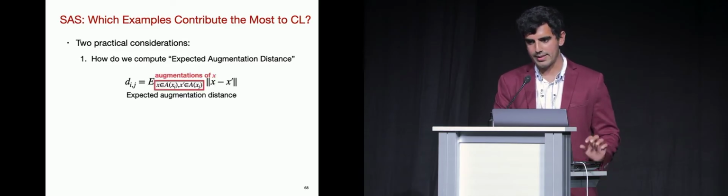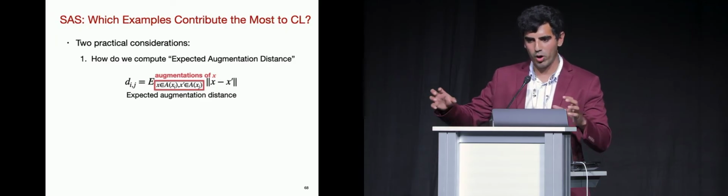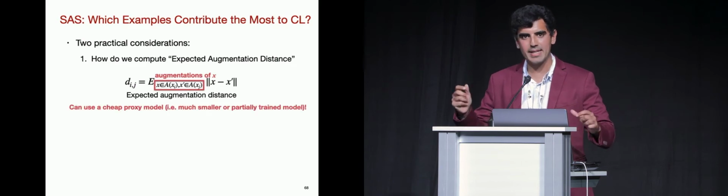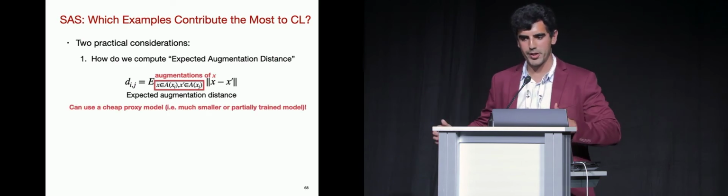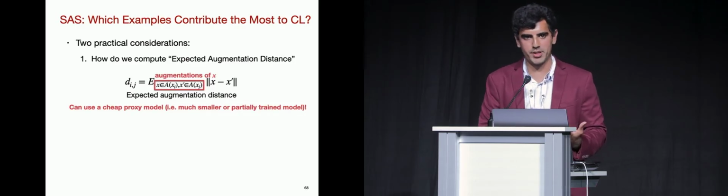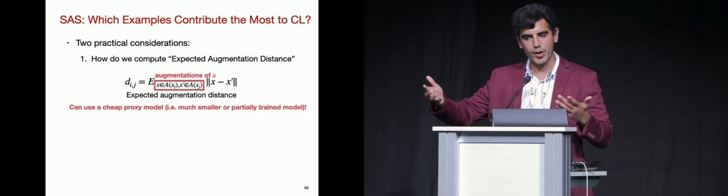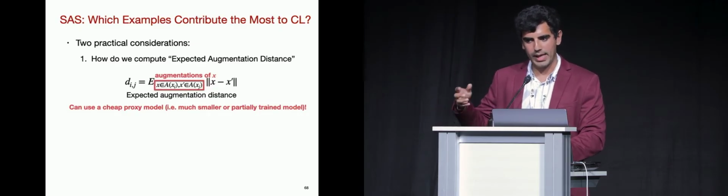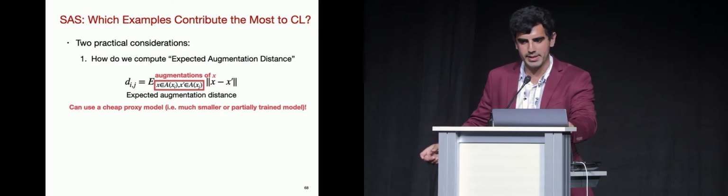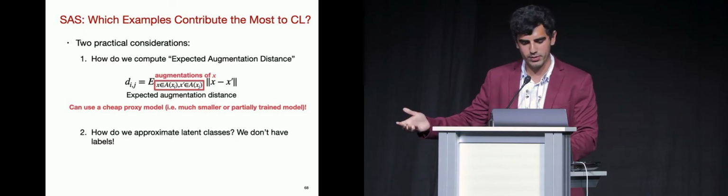So that was the main algorithm, and we call this algorithm subsets that preserve augmentation similarity, SAS. But there were two key practical details that I left out in my explanation so far. First, how do we compute this expected augmentation distance? I told you examples that have similar augmentations, but how do you do that? In pixel space, it's going to be impossible to compute this. And also, just because you're taking this expectation over all possible augmentations, it's just not possible to do this.